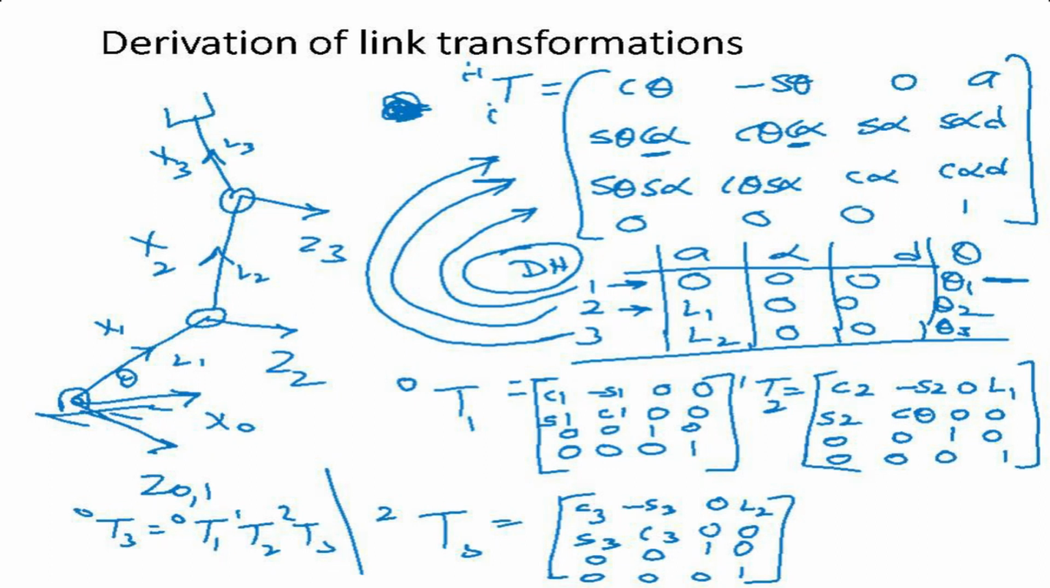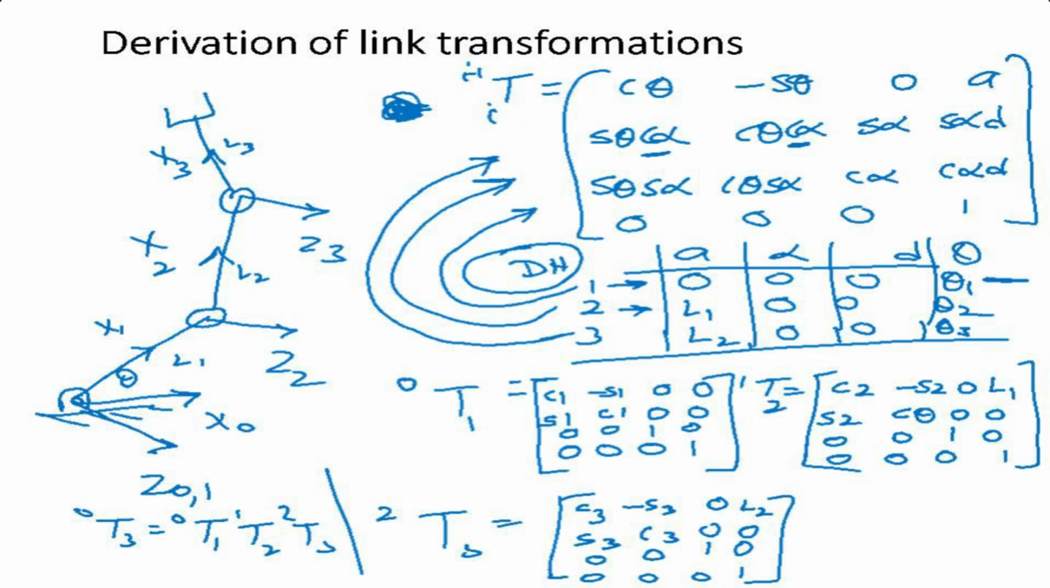Now let's make the DH parameter table for this manipulator. I had done it in the last class. The DH parameter table has columns A, alpha, D, theta, with rows for joints 1, 2, 3. Please look at the previous lecture where I derived this and explained clearly how we find it. The rows are: 0, 0, 0, theta 1; L1, 0, 0, theta 2; and L2, 0, 0, theta 3.